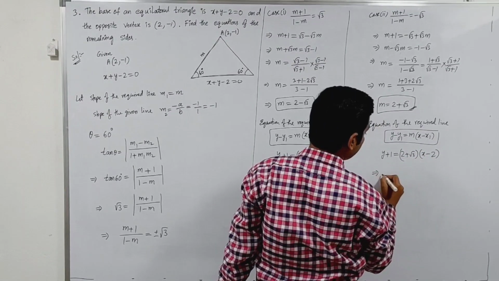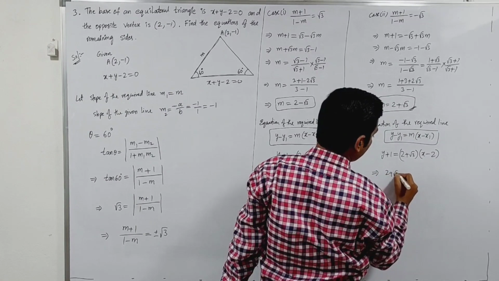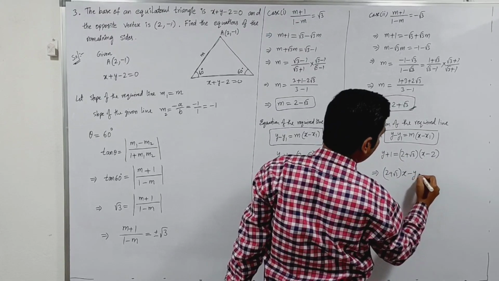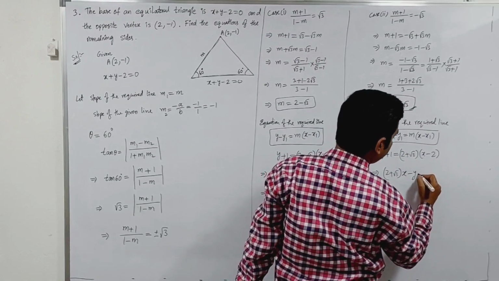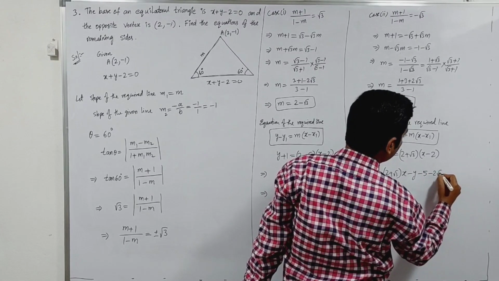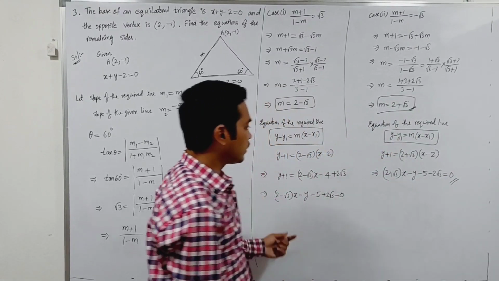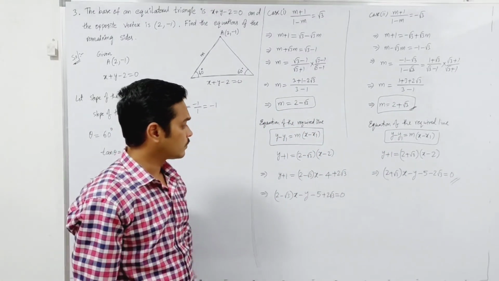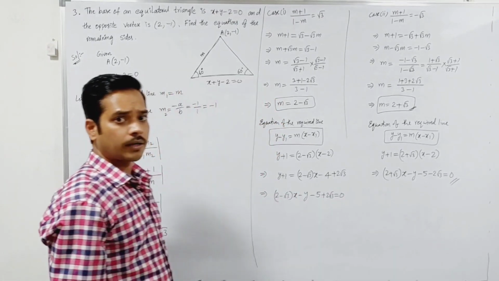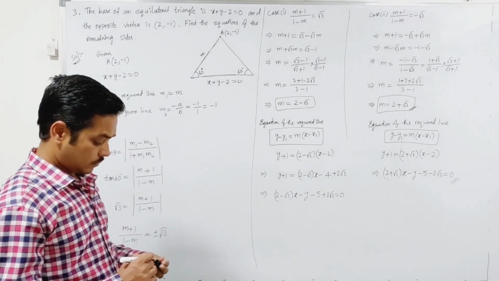Now by simplifying this equation, 2 plus root 3 of x, send to the right side, minus y, minus 1 minus 2, means minus 5 minus 2 root 3 equal to 0. This is the second side, this is the first side. This is the first side equation, this is the second side equation. Okay. Next.